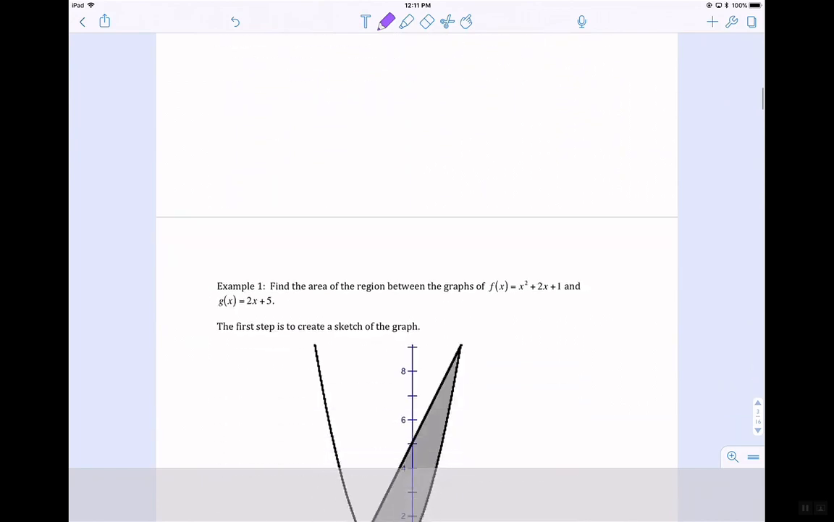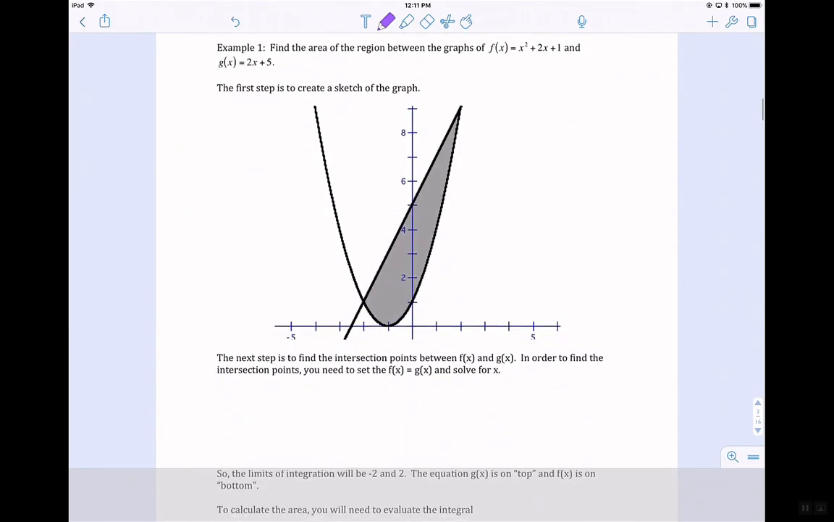Okay, so let's go ahead and take a look at an example here. This first example has the graph of a straight line and the graph of a parabola, and I want the area between the two curves. The first thing we're going to do is find the intersection points, above and below down here. When we find the intersection points, we can find both the x and the y values.